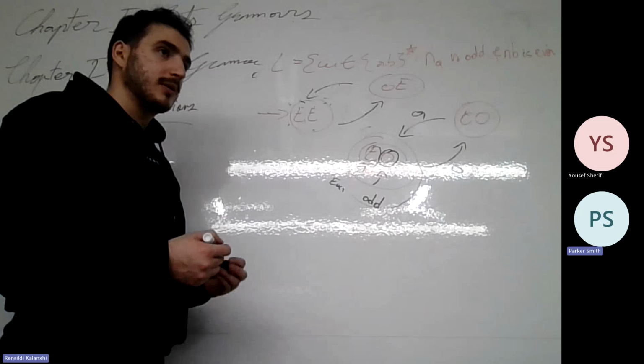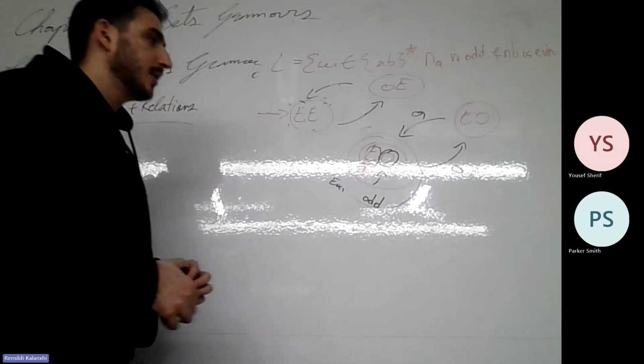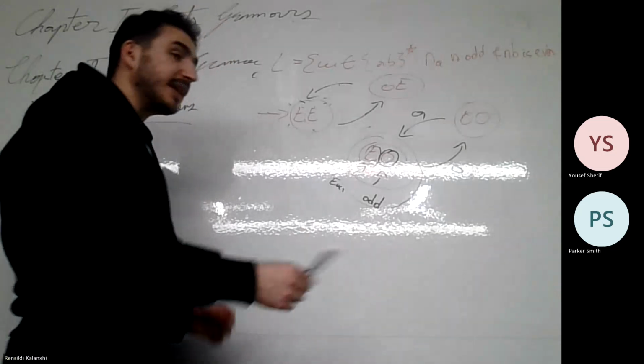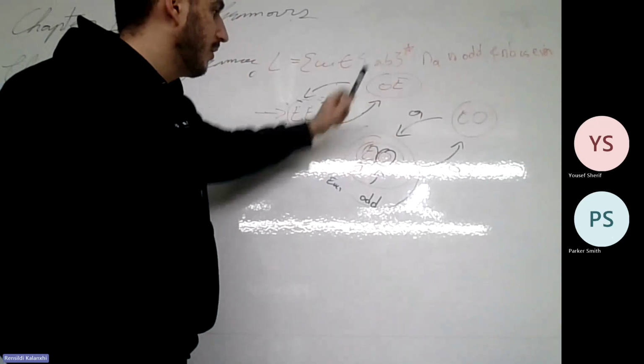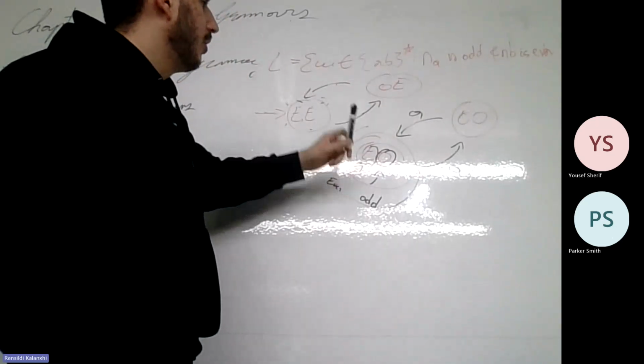So then the final state would be either OE or EO. It can't be OO or EE. Exactly, because that's what it's asking, right? It has to be only either OE or EO.